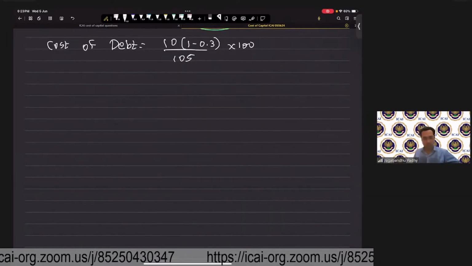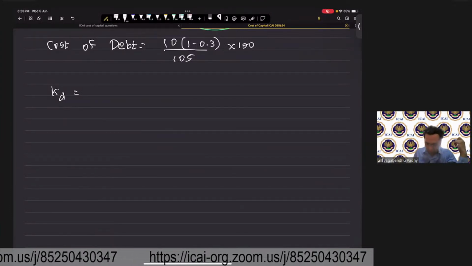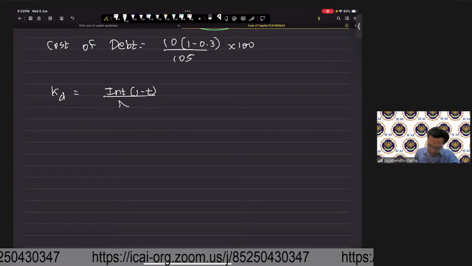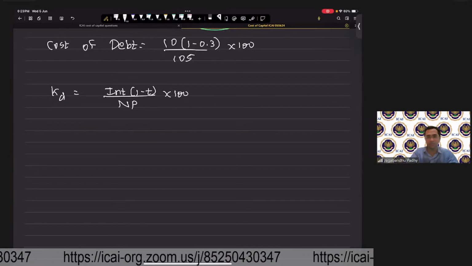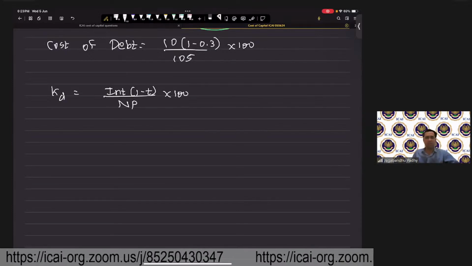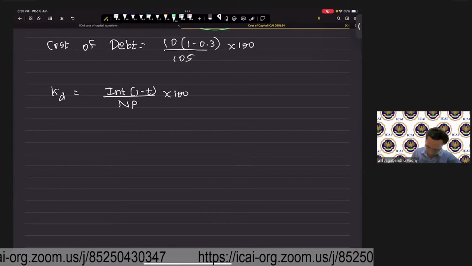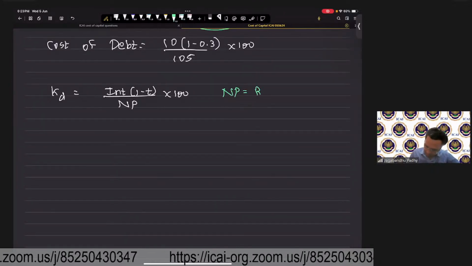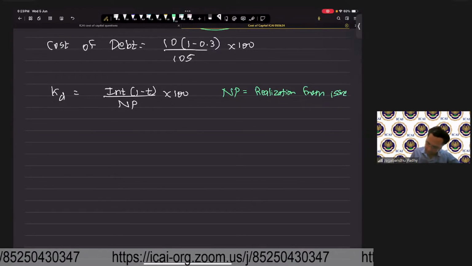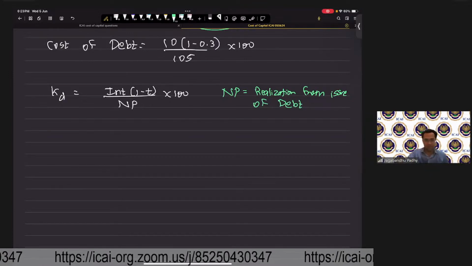Okay. So now let's quickly look at the cost of debt formula. Well, the cost of debt formula is simply what we have demonstrated right now. It is interest into 1 minus T upon net proceeds into 100, converted in percentage. Well, the net proceeds is what you are going to get in your hand. Net proceeds is the realization from issue of debenture or from issue of debt. Net proceeds is the amount that you realize when you issue the debt.